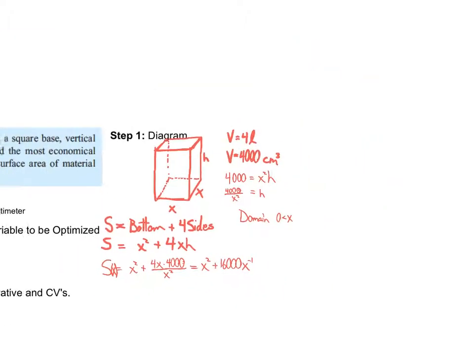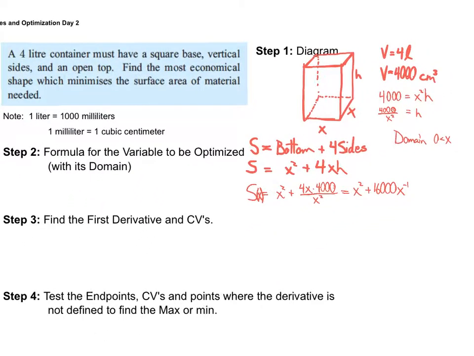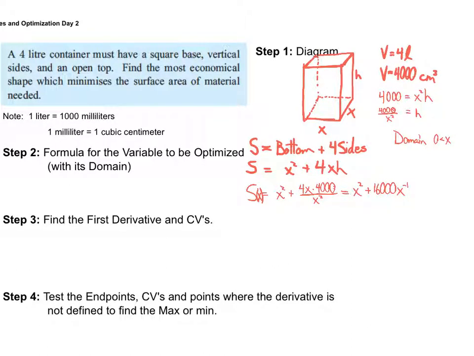Okay? So let's go ahead and find the first derivative and the critical values at this point, okay? So s prime of x is going to equal what? 2x minus 16,000 times x to the -2. All right, yeah. 2x minus 16,000 x to the -2.